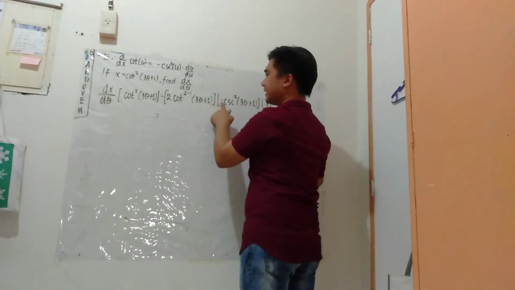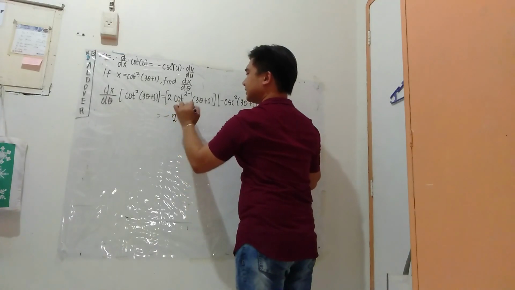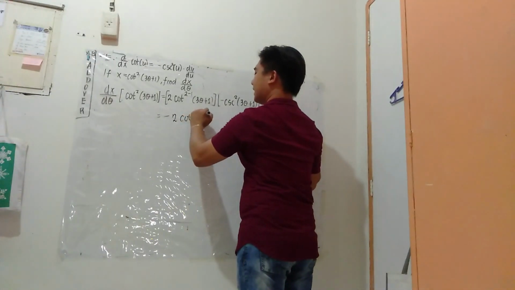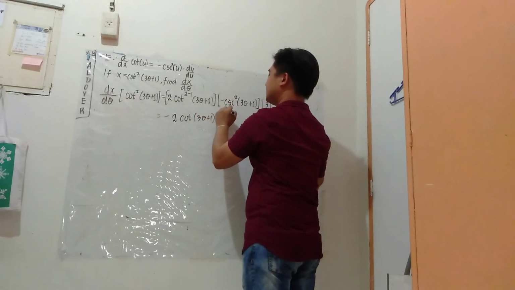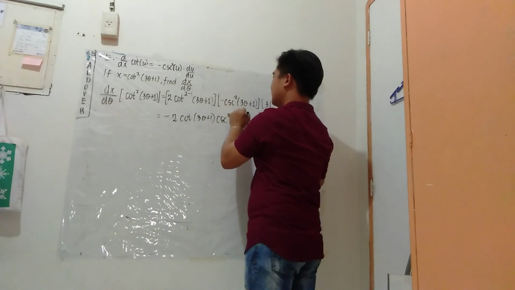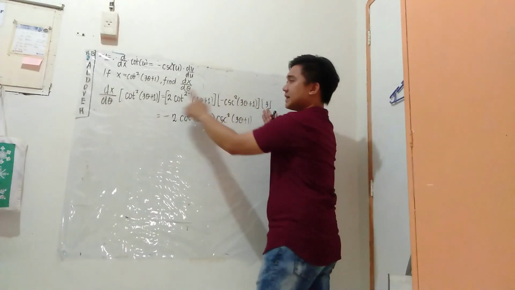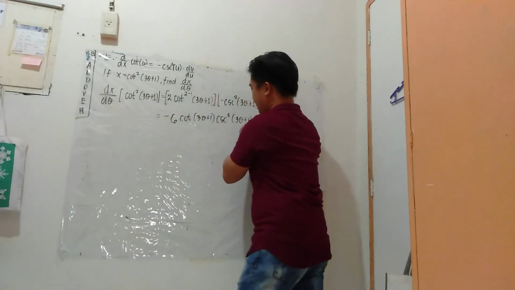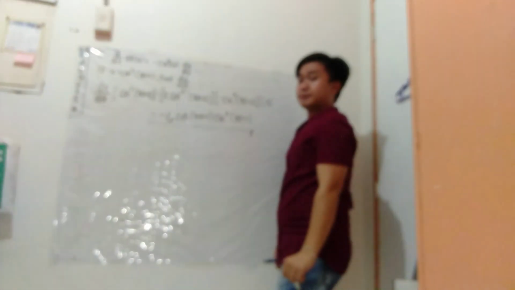This will become, may negative dito, lagay ko na sa unahan negative 2 cotangent, 2 minus 1 is just 1, 3 theta plus 1 cosecant squared 3 theta plus 1. Nakalimutan ko pa pala yung 3 dito na i-times dun sa 2. So, 2 times 3 is just 6. And this will be your final answer.